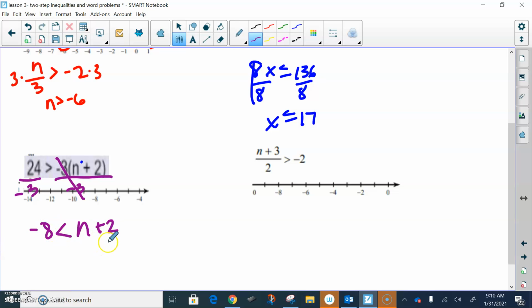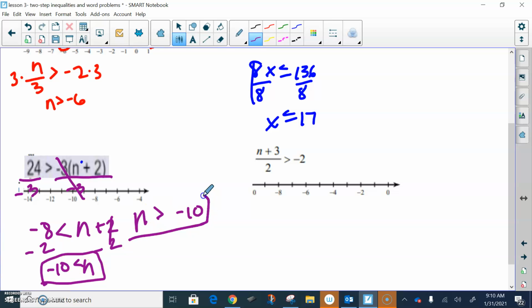All right, now let's get rid of that addition. I know we got rid of multiplication before addition, but we're allowed to do that in this case. So let's go ahead and get rid of that 2 by subtracting. We get negative 10, and then I like it the other way. It makes more sense to me. So let's flip the whole inequality. I'm going to put the n first, I'm going to put the negative 10 second, and then I'm going to flip this sign. So it looks like n needs to be greater than negative 10.